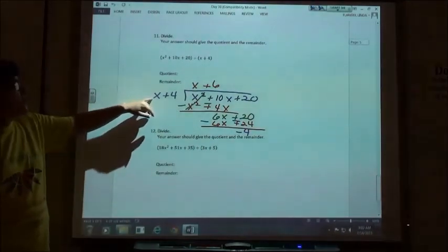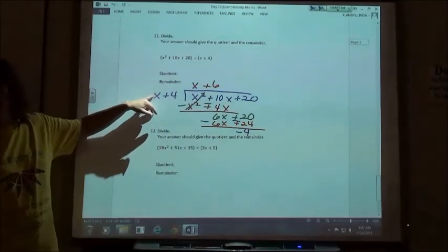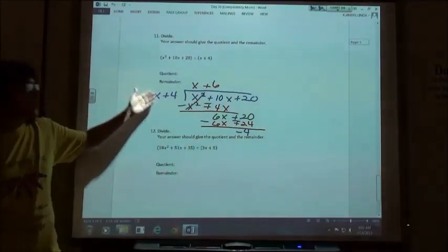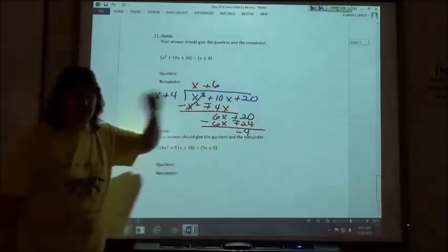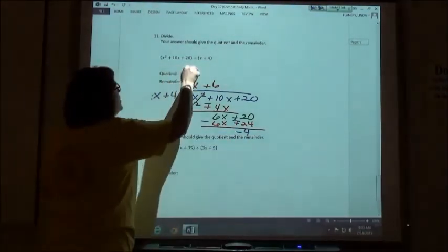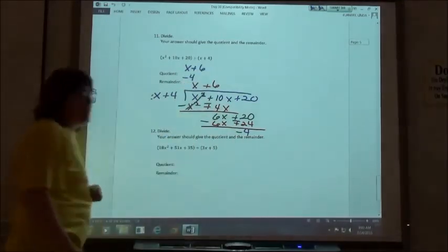And you always know that it's your remainder once what you have left down here has a lower exponent than this. So this is an x to the first, I'd have to have an x to the 0. If it was an x squared, I'd have to have an x to the first. So my quotient is x plus 6, my remainder is negative 4.